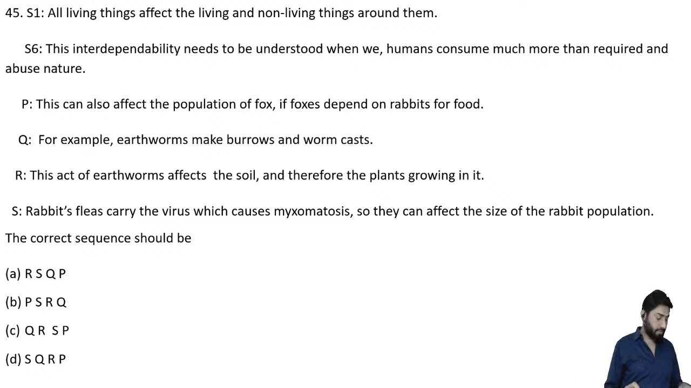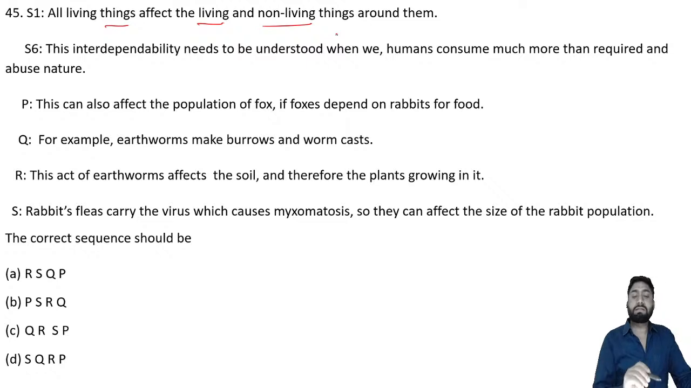So 45, I think that's also typed well, कुछ typing mistakes हैं इसलिए keep searching. All living beings, that's the thing. So आगे देखते हैं. So all living things affect the living and non-living things around them. This interdependability needs to be understood when we humans consume much more than required and abuse nature.